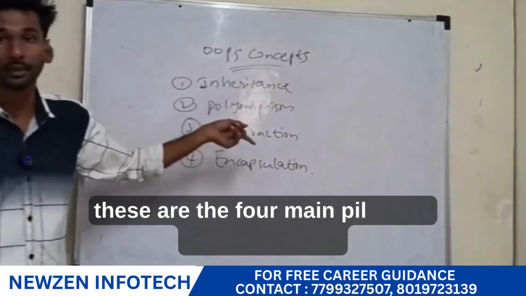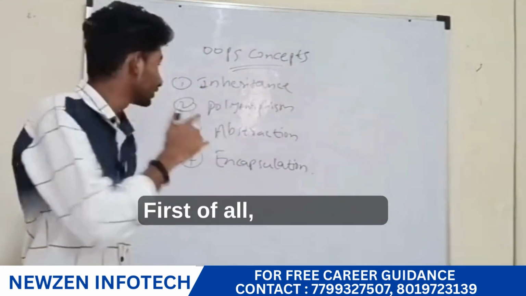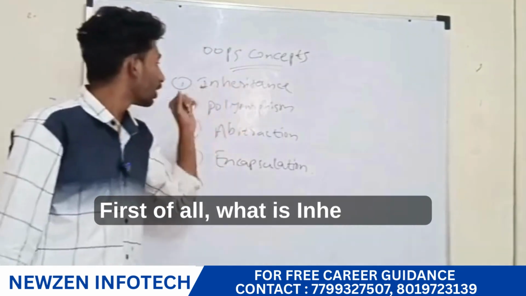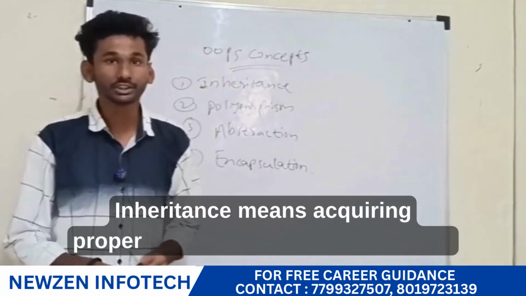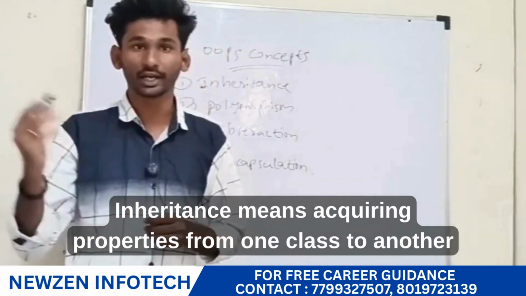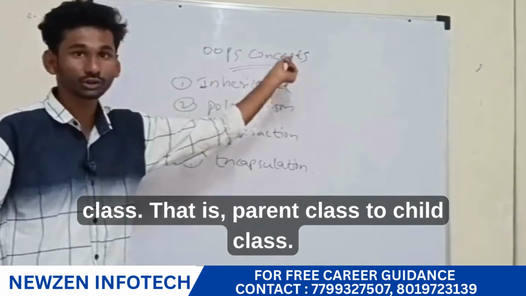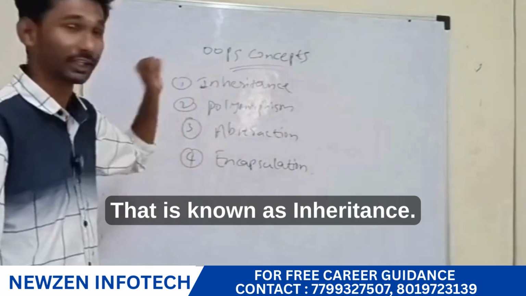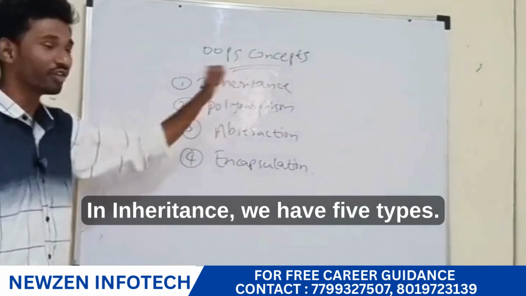These are the four main pillars of OOPS concept. First of all, inheritance. What is inheritance? Inheritance means acquiring properties from one class to another class, that is, parent class to child class. That is known as inheritance. In inheritance, we have five types.